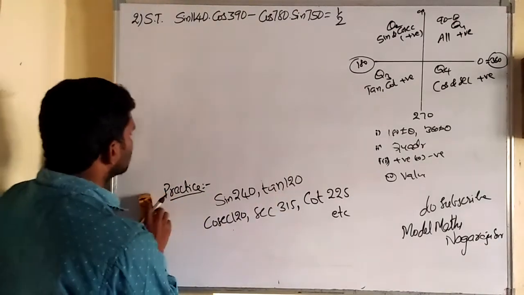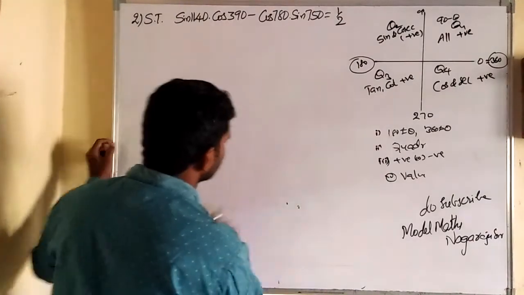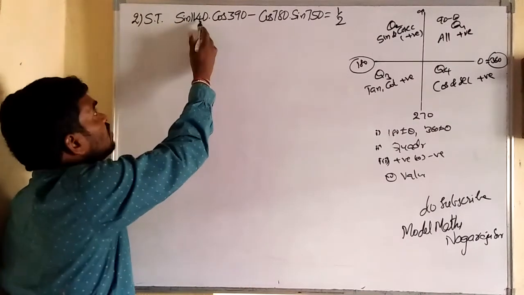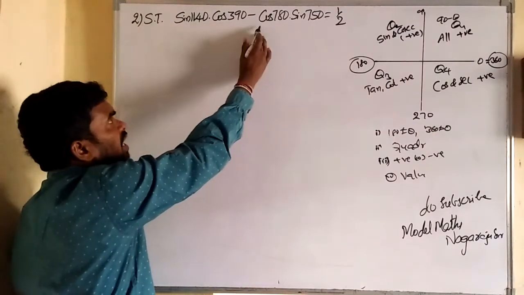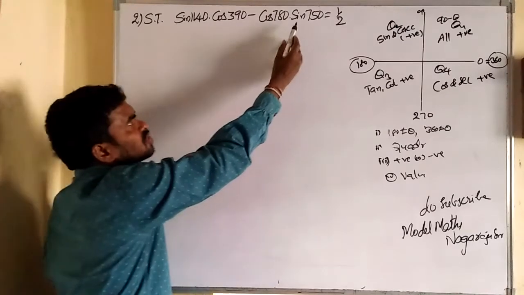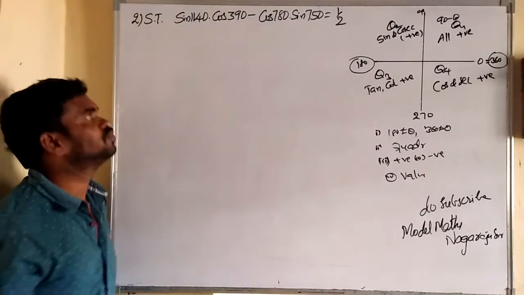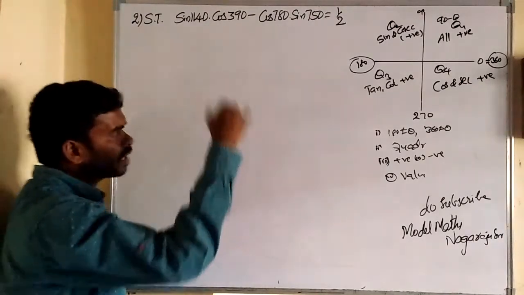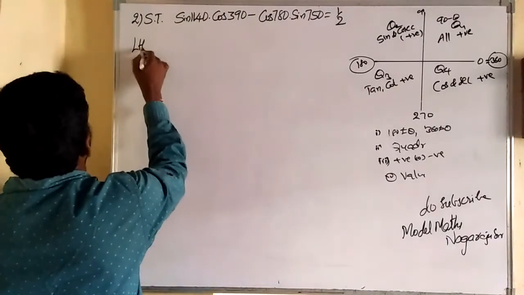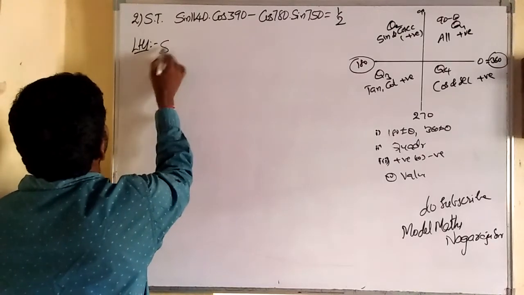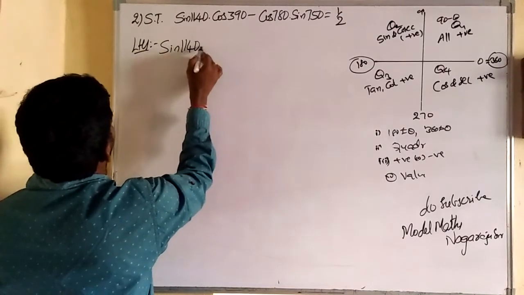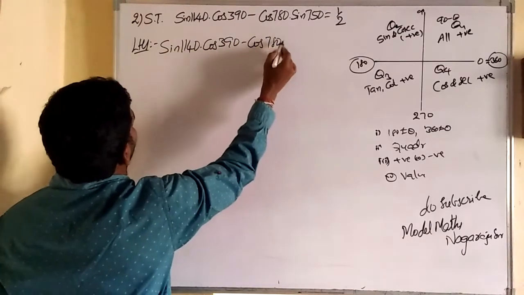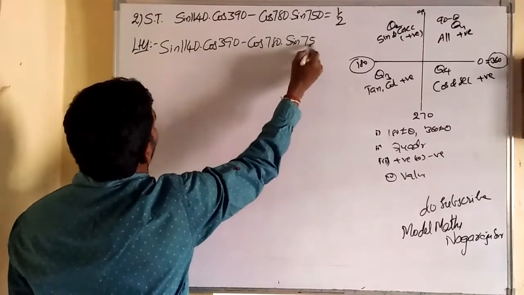Okay, next let us take the second question. What is the second question? Show that sin 1140 into cos 390 minus cos 780 into sin 750 is equal to 1 by 2. Okay, sir, it is more than 360. How can we do? No problem, I'll tell you. So I'm taking the left hand side, that is sin 1140 into cos 390 minus cos 780 into sin 750.